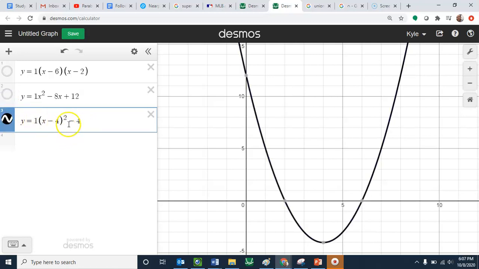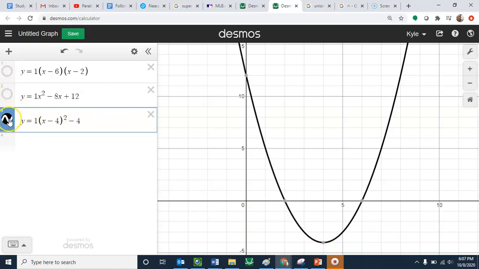The reason we call this one vertex form, let's click on the vertex down here. Positive 4, negative 4. Just like it was with the absolute value. Inside of here, h, you have to flip the sign on it. Outside of here, k, you don't have to flip the sign on it. We can locate the vertex really, really easy when it's written in vertex form.